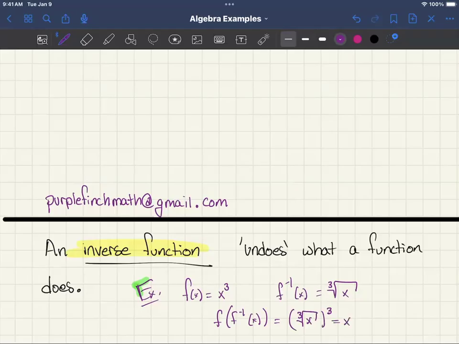A couple things to remember about inverse functions. Not all functions have inverses. So not all functions. And I'm going to abbreviate functions FCNS.